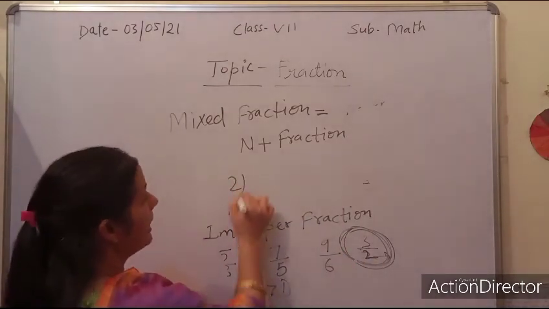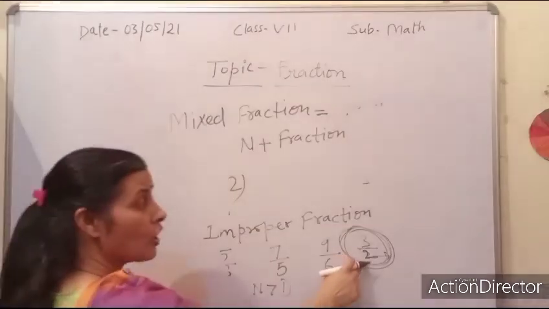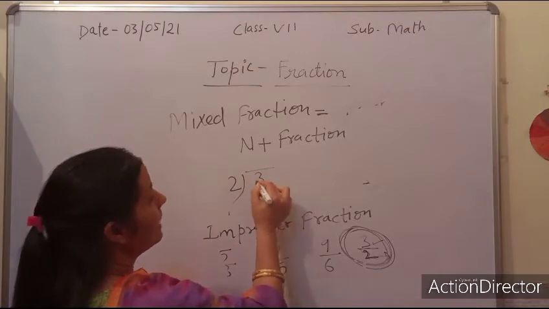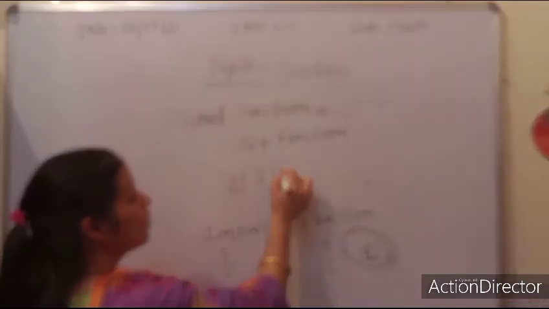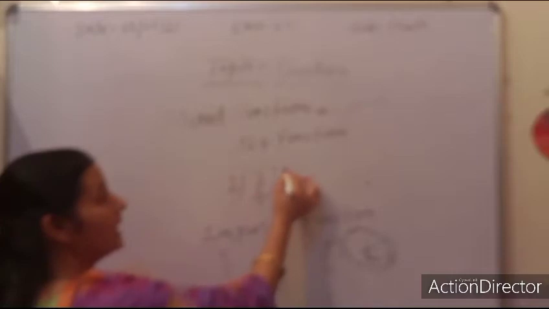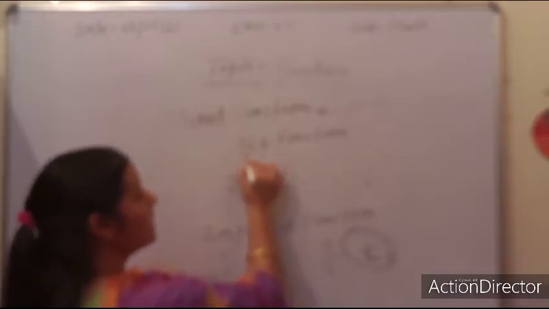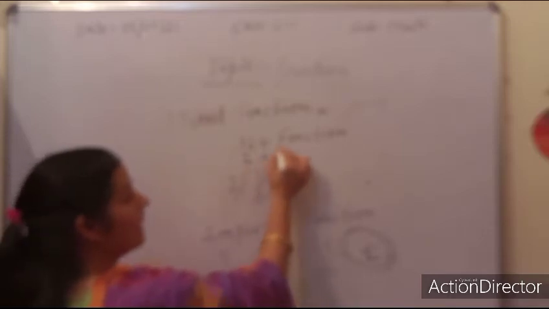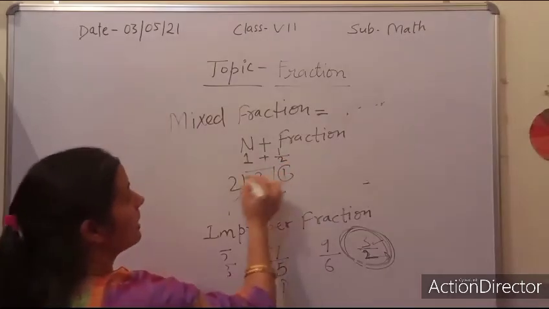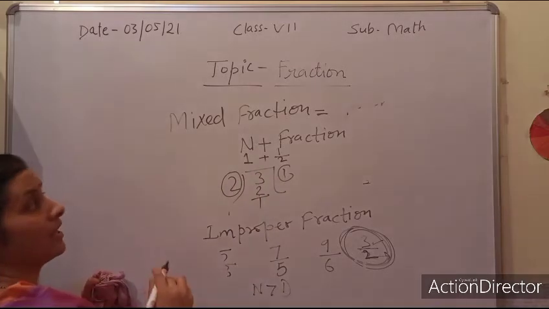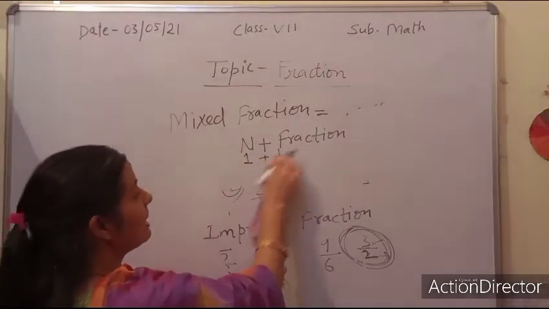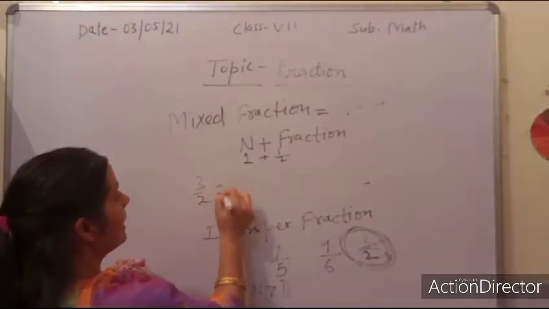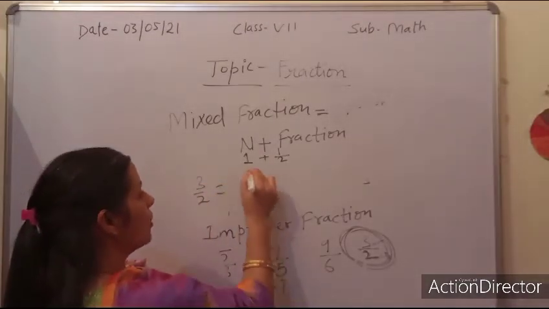So, we will divide. Denominator means divisor. This is called the dividend. So we will divide 3 by 2. 2 ones are 2. The quotient is the natural number, plus the remainder. The remainder will be the numerator and the denominator will be the same, that is the divisor. So 3 by 2 can be written as 1 whole 1 upon 2.